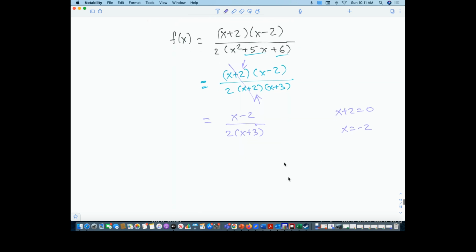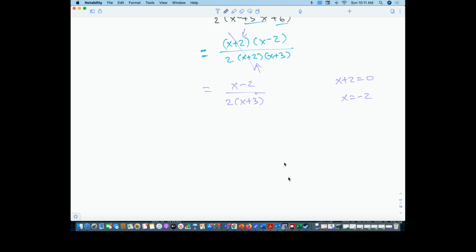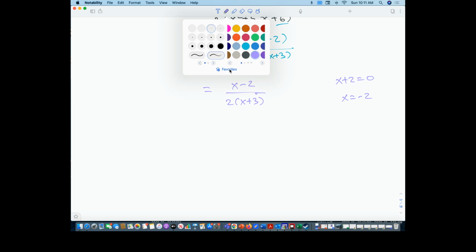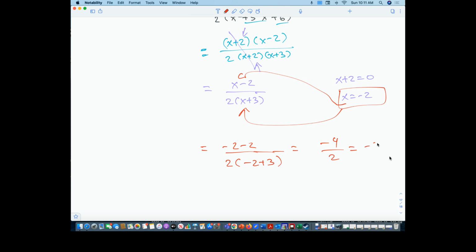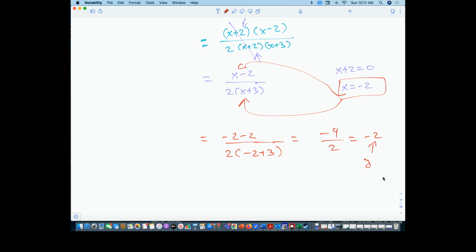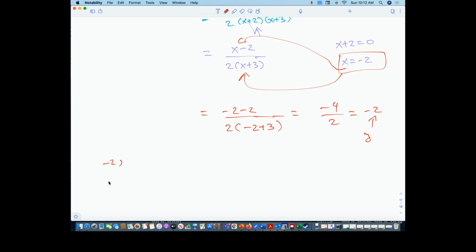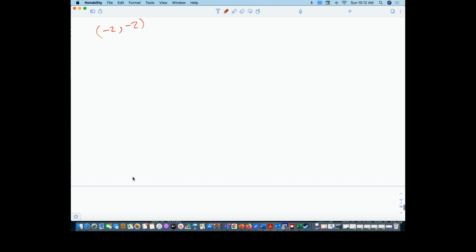And so what we're going to do now is figure out the y-coordinate. You take the leftover x and you plug it in. So you get negative 2 minus 2 over 2 times negative 2 plus 3. And this gives me negative 4 over 2, which is negative 2. And so this would be the y value. So the coordinate, the hole exists at negative 2, negative 2.